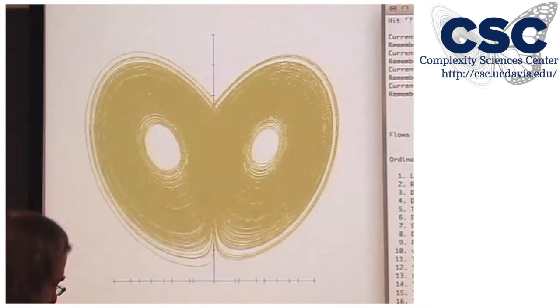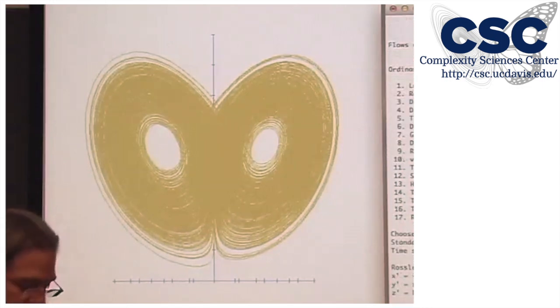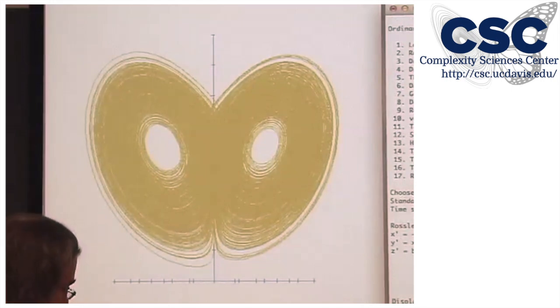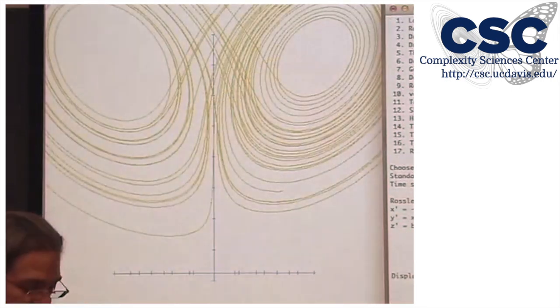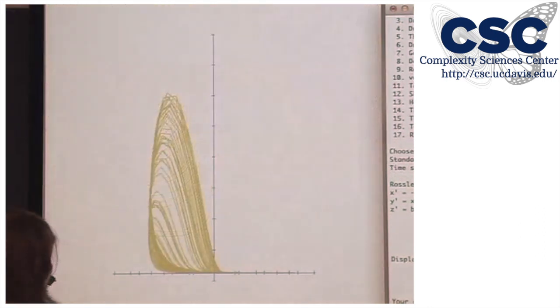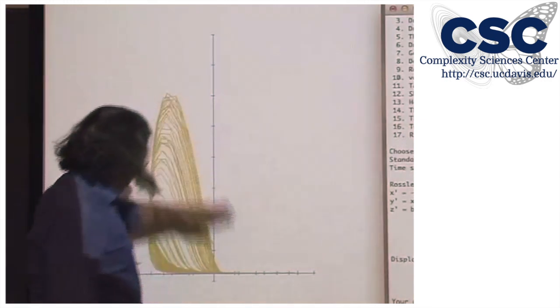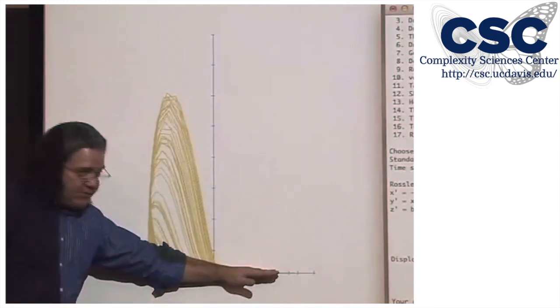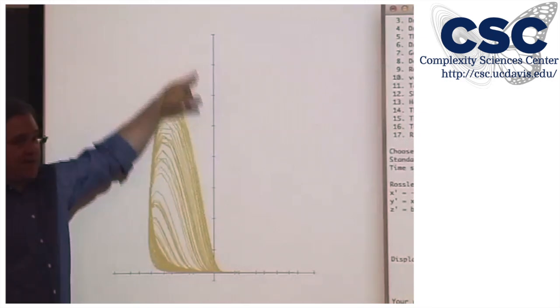And the parameter values, don't change the time step. We'll look at it in three dimensions again. Okay, so this is the Rössler. We're actually looking edge on, so this is the xy plane here, and then this is the z axis.